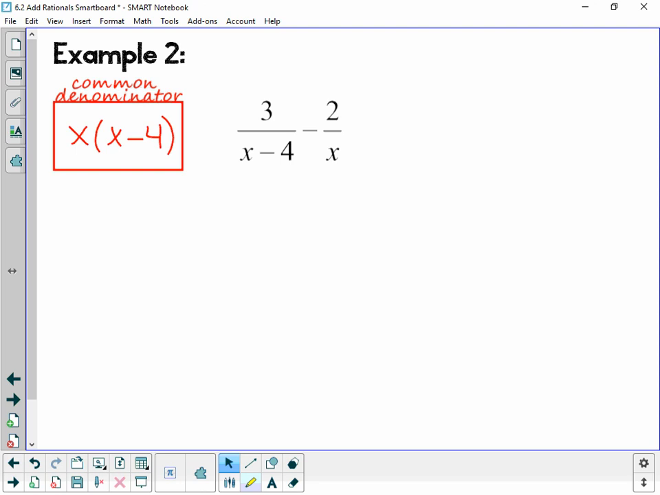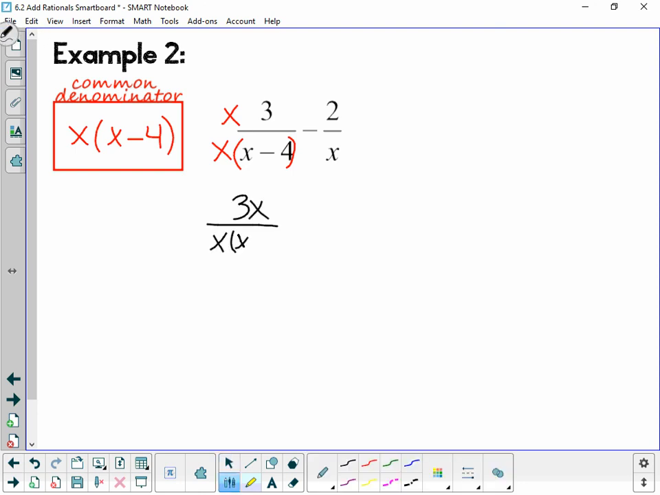These two denominators really are just two completely different factors. So we have to have both of those factors represented in our common denominator. Okay, so we want a common denominator of x times x minus 4. This first fraction already has the x minus 4. So we're going to multiply this one by x over x. So that means my first fraction is going to be a 3x over an x times x minus 4.